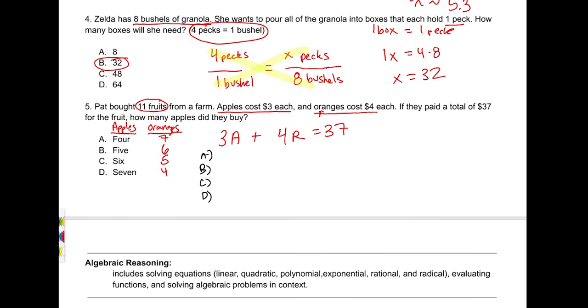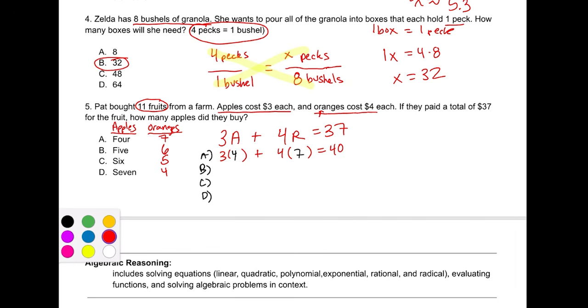So for answer choice A, there are 4 apples and 7 oranges. So we're going to do 4 times 3 plus 4 times 7. So 4 times 3 is 12. 4 times 7 is 28. So 12 plus 28 is 40.